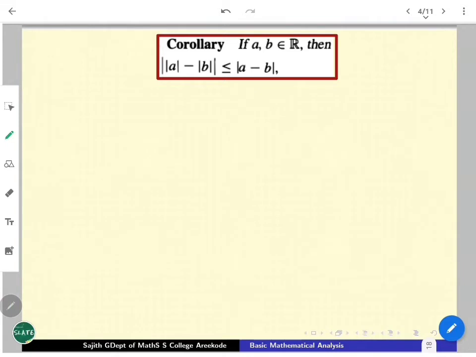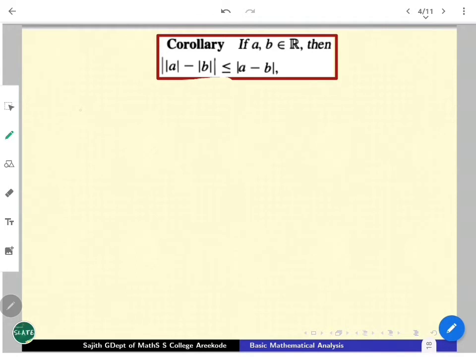So this is what it says. Take any two real numbers, a and b, then mod of mod a minus mod b is going to be less than or equal to mod a minus b. So it's not at all complicated. Once you are exploding that modulus sign on the left, you will understand what exactly you have to do. So let us formally give the proof of this. So how it goes is in the following manner.